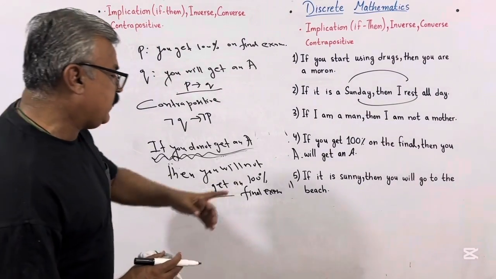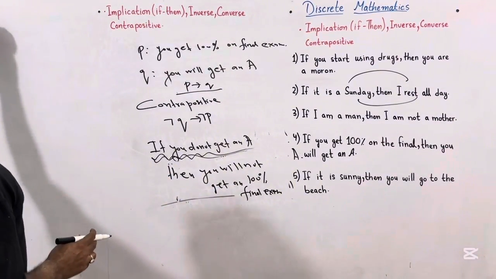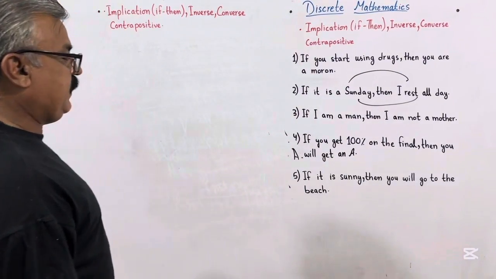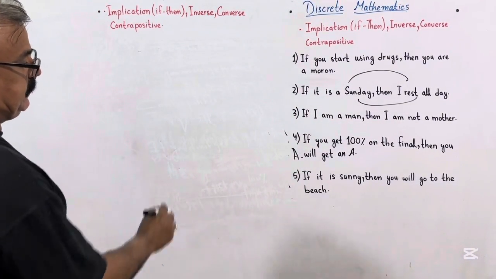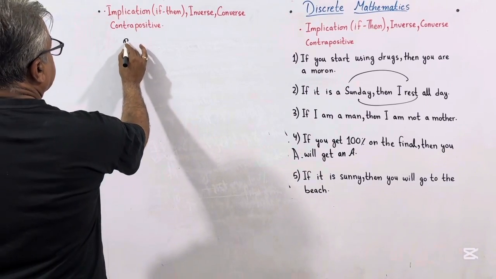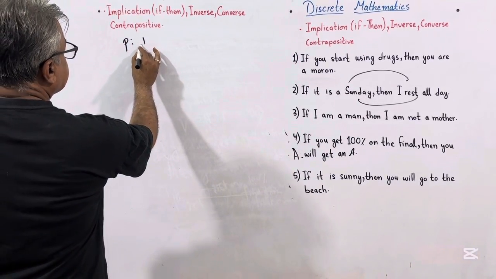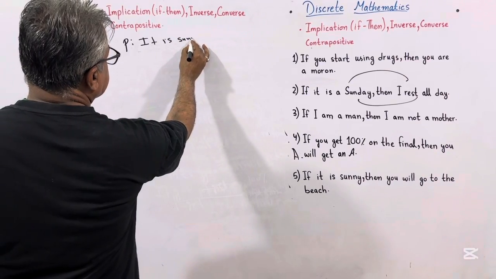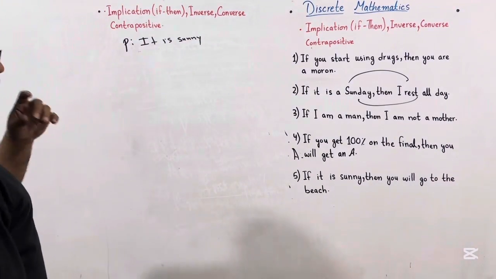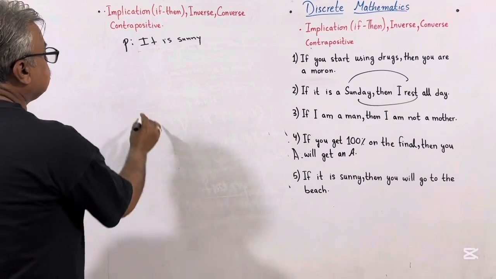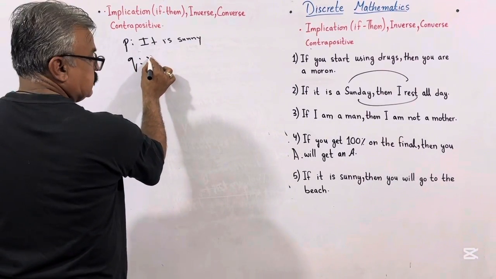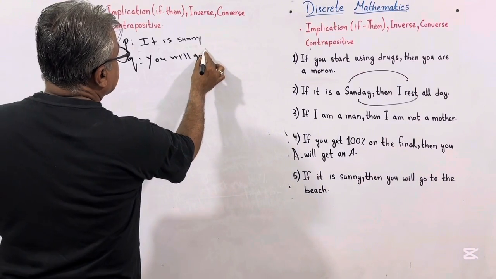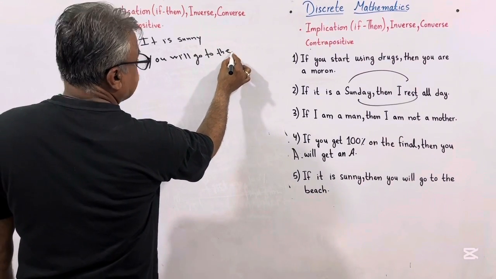Moving towards the final question, we have implication number 5. If it is sunny, then you will go to the beach. Our P is, it is sunny, the sun is shining. And Q is, you will go to the beach.